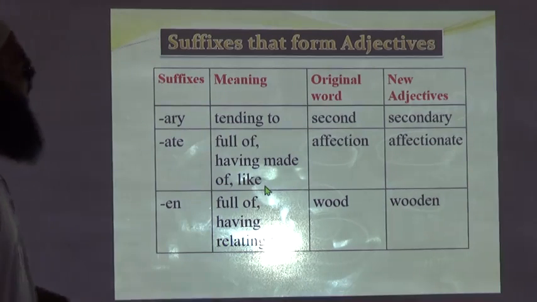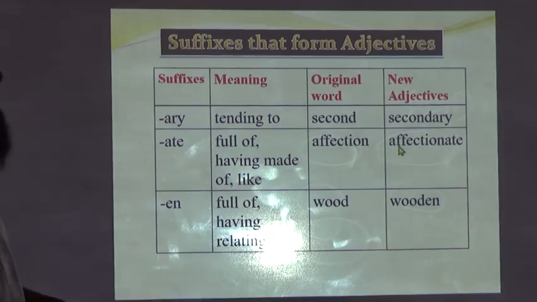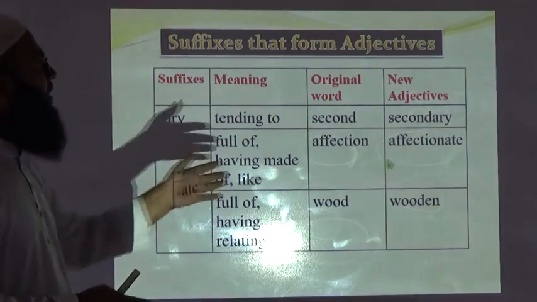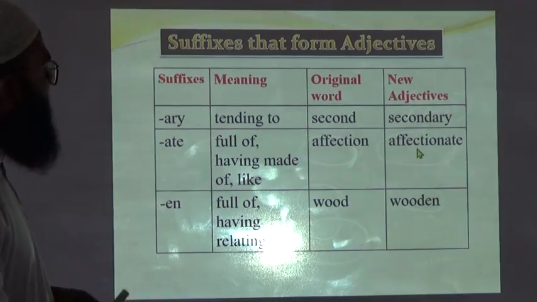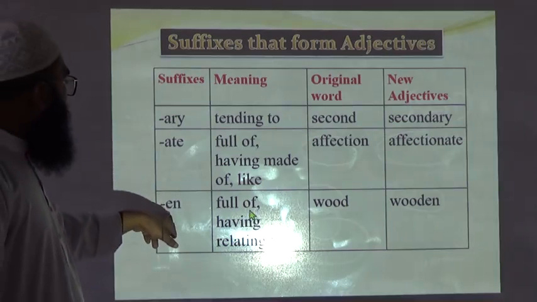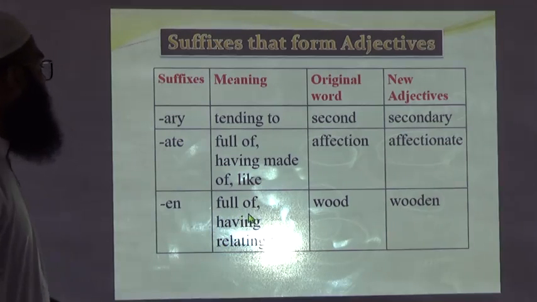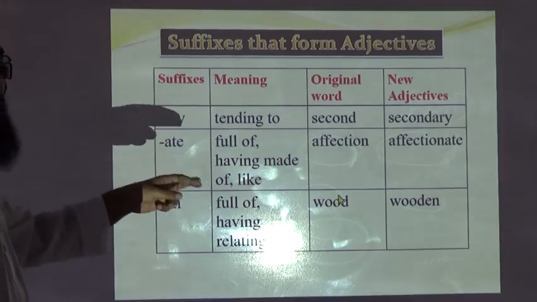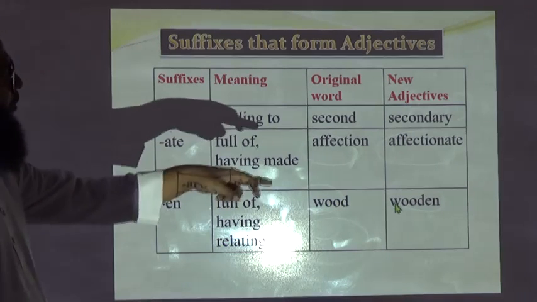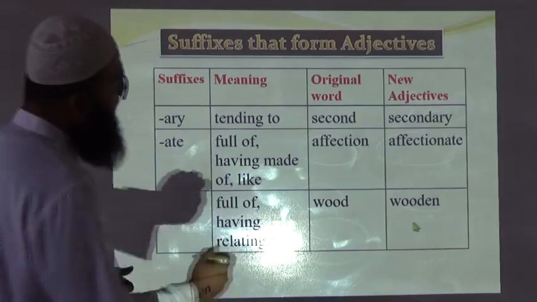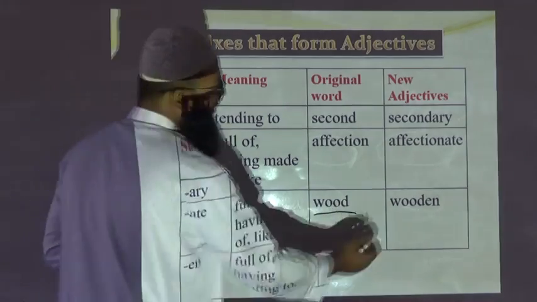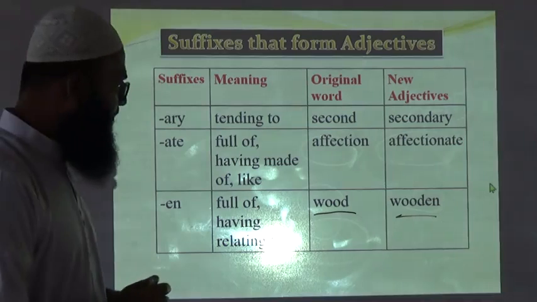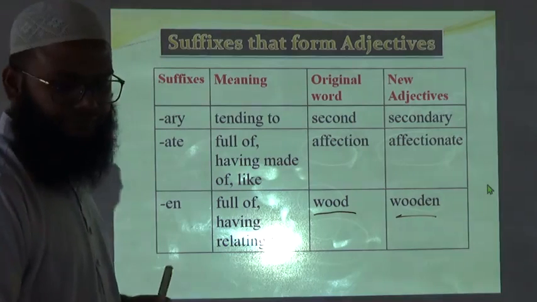Like affectionate. Affection means love, a noun. Noun has become adjective, affectionate. EN, that means full of, having, related to. Wood to wooden. Wood is a noun. Wooden means made of wood. The processing has made it an adjective.